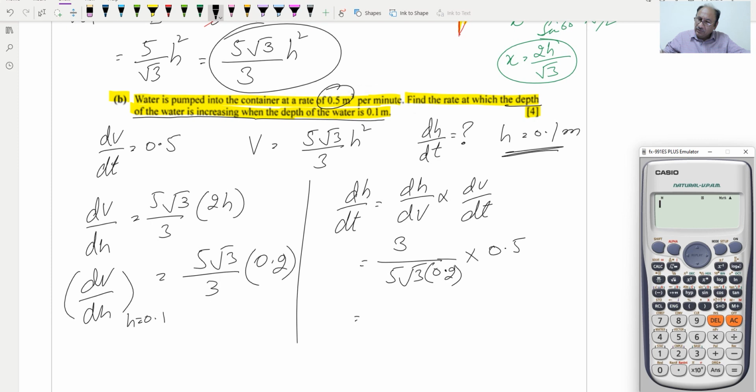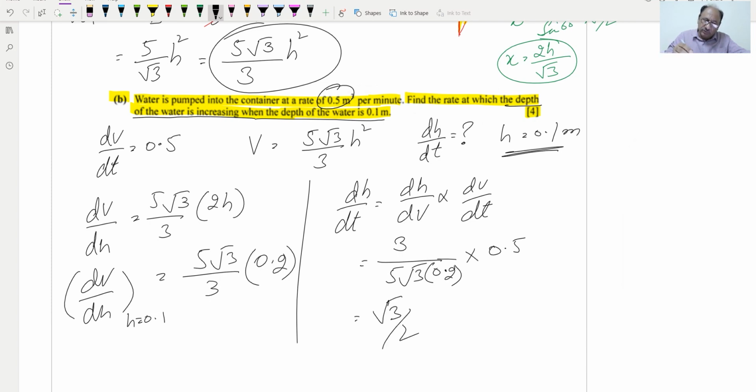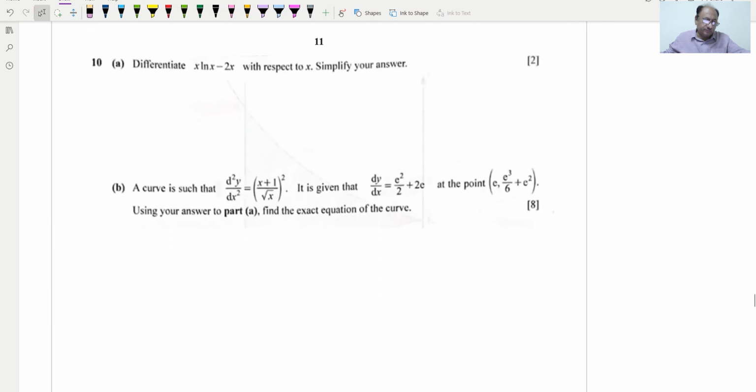This will be 3 into 0.5, I'll take as numerator, so 5, and then root of 3 multiplied by 0.2, and this is giving us root 3 by 2. So it is root 3 by 2. This will be our answer for this question. Hopefully you understood this. Question number 10, A part, differentiate this one with respect to x.